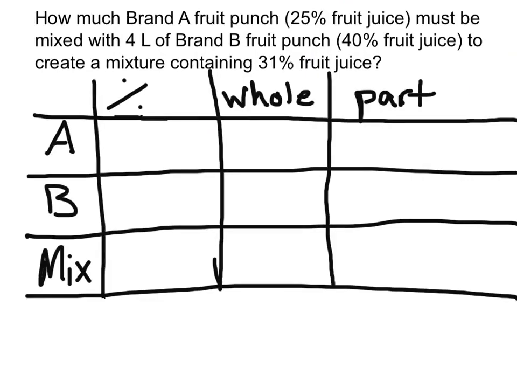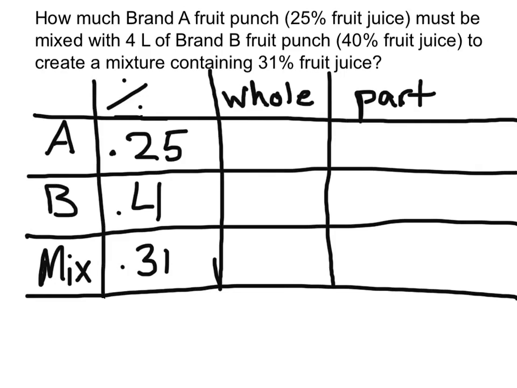Really quickly, if you're not a picture person, you can also do this problem by making a chart. Usually when we're dealing with percent problems, we have three variables: percent, whole, and part. So for each mixture or brand, let's fill in the percent first. We know that brand A has 0.25 or 25% fruit juice. Brand B has 0.4 fruit juice, or 40%, and the mix is going to have 0.31 or 31% fruit juice.